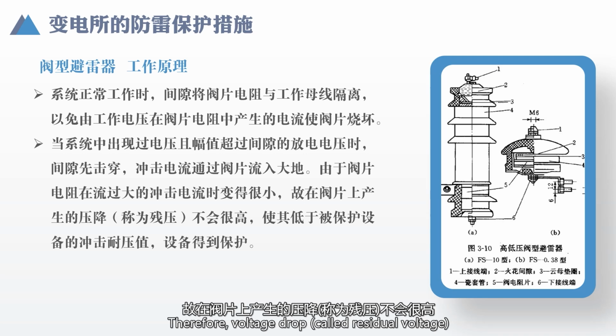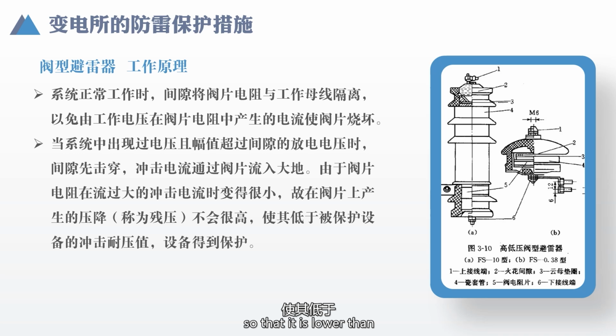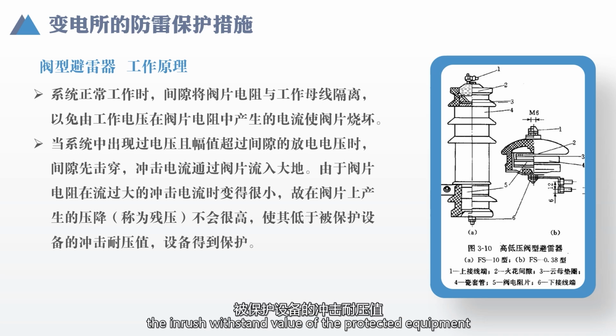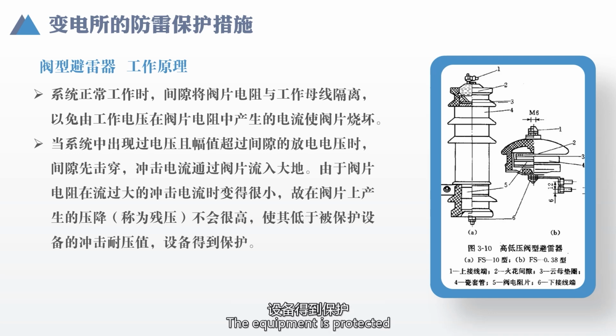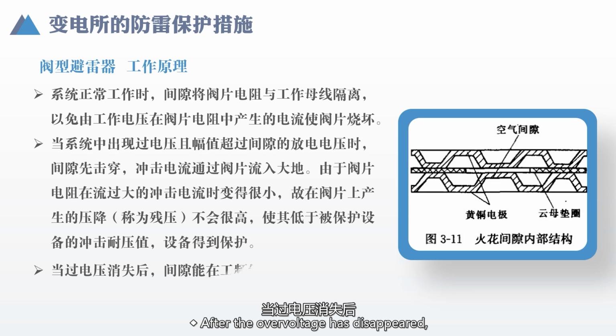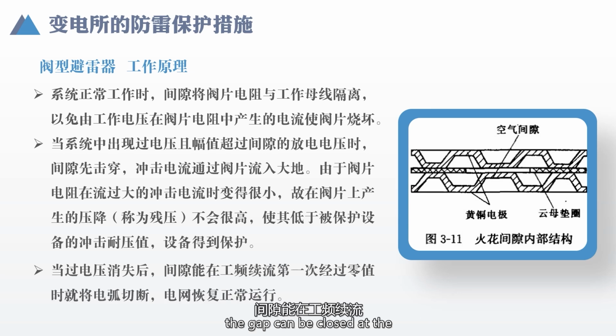Therefore, the voltage drop on the valve blade is not very high, so that it is lower than the inrush withstand value of the protected equipment. The equipment is protected after the overvoltage has disappeared. The gap can be closed at the time when the industrial frequency renewed current first passes through the zero value. The arc is cut off when the overvoltage disappears. The grid returns to normal operation.